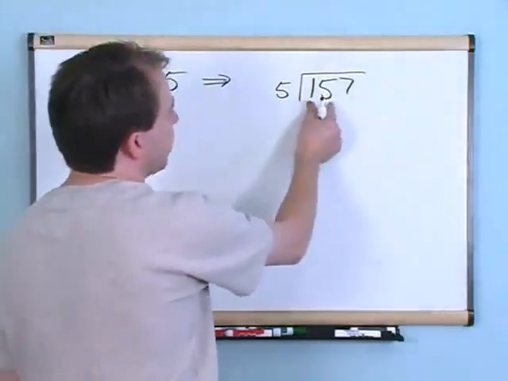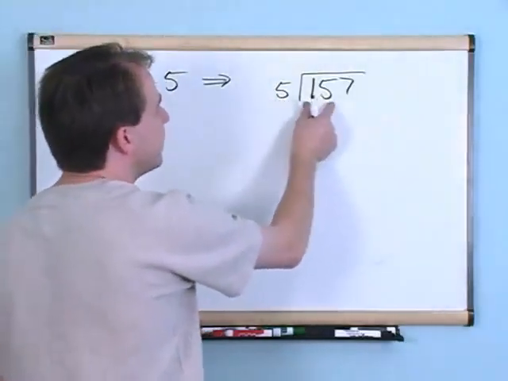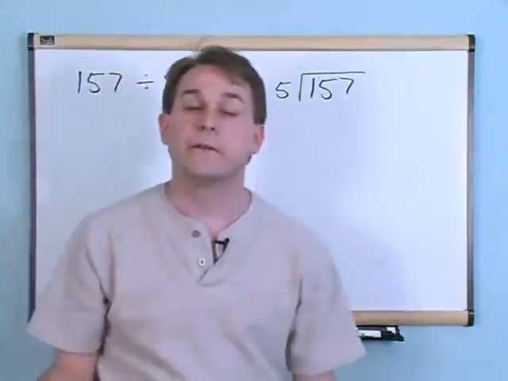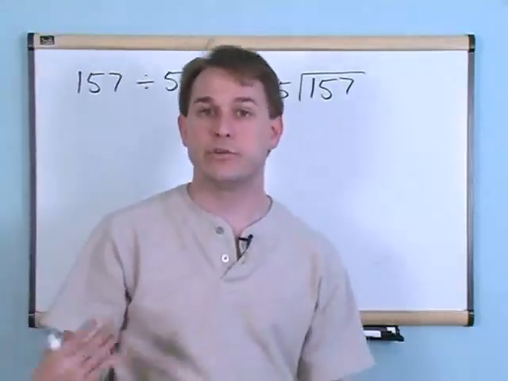Look at both digits together, which is 15. Can you take 5 and divide it into 15? Of course you can. 5 times 3 is 15, so you know you're off to a good start.